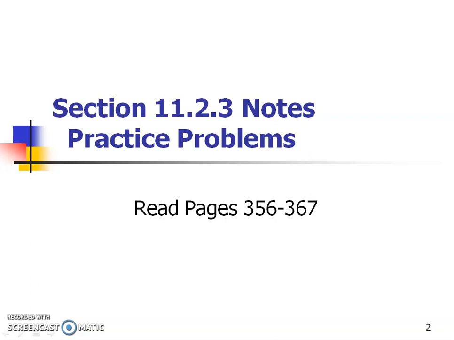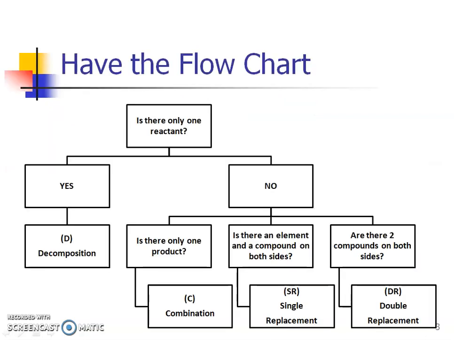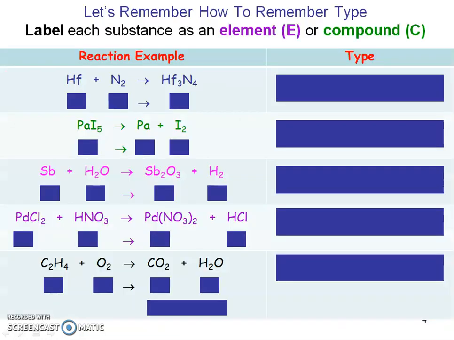This is Mrs. O'Neill for Chapter 11, Section 2, Part 3, your practice problems. So make sure to have that flow chart out, because we're going to do a little review first. Again, the more you use it, the more times you go through the process, the easier it will be to identify the type of reaction. So let's look at these examples.